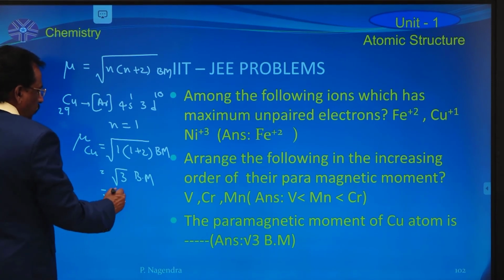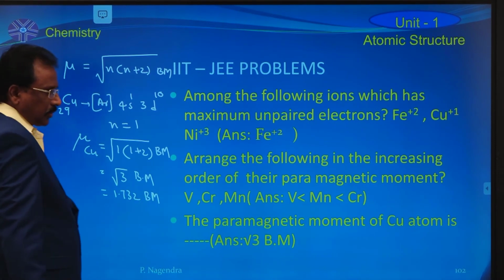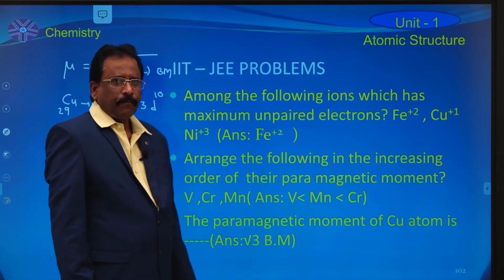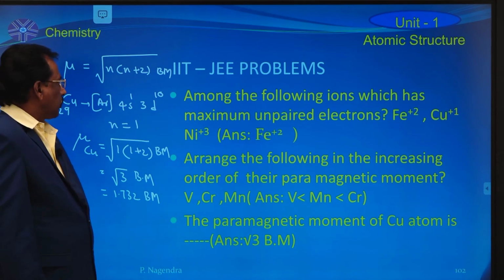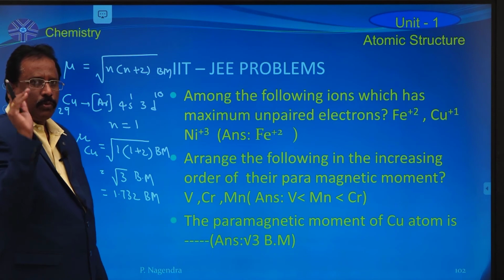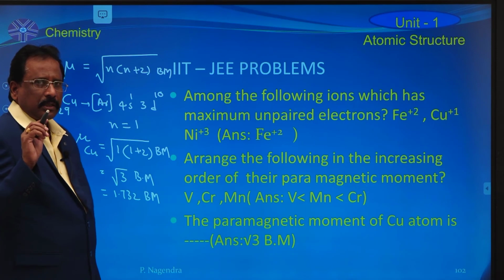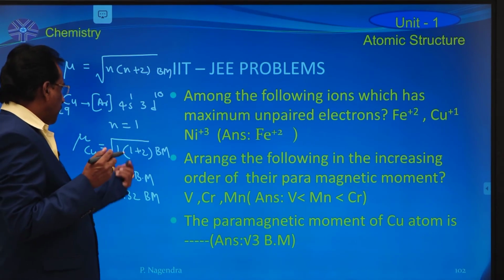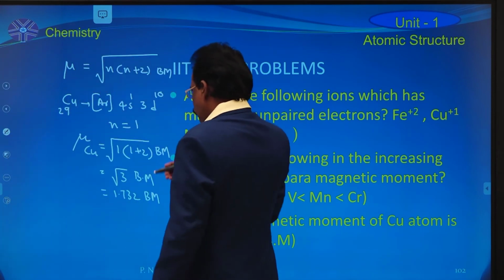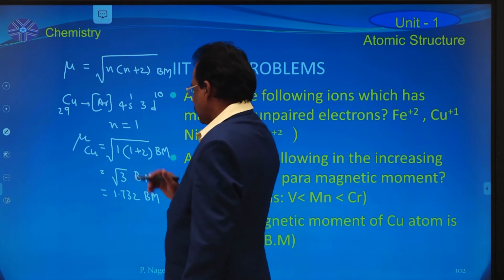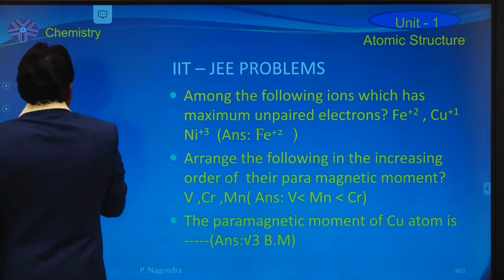Root 3 is equal to 1.732 Bohr magneton. So in the chapter on paramagnetic moment, the formula is the square root of n into n plus 2 Bohr magneton. In copper, the number of unpaired electrons is equal to 1. So applying the formula, the paramagnetic moment of copper is equal to root 3 Bohr magneton, that is equal to 1.732 Bohr magneton.